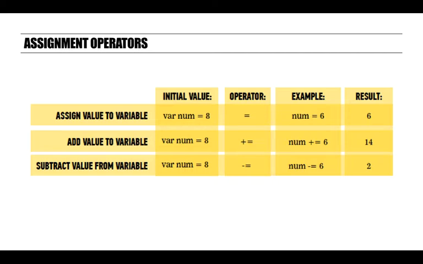Versus here, we're making this variable var num, and we're setting it equal to 8. And then we're doing minus equals 6. And so 8 minus 6, that's 2. So now num is equal to 2. So all of these are doing is, it's adding 6 and then setting the variable equal to that new value. Any questions?